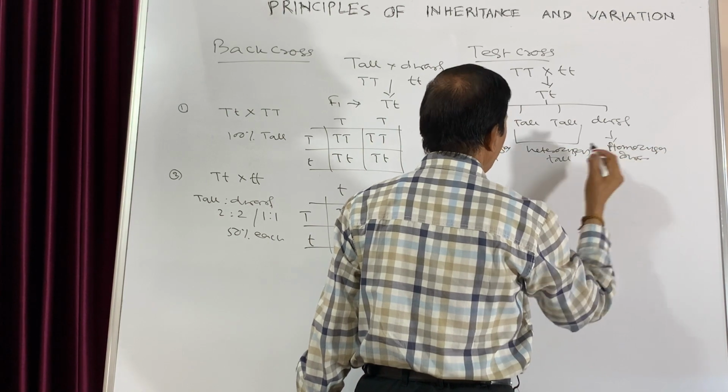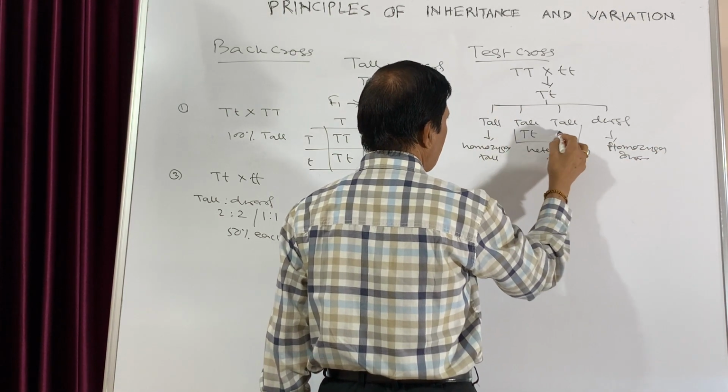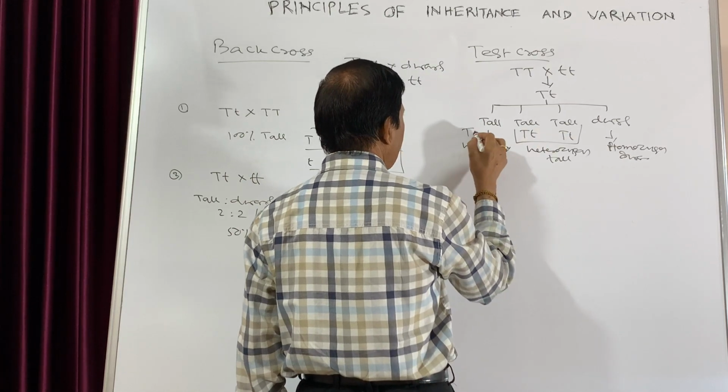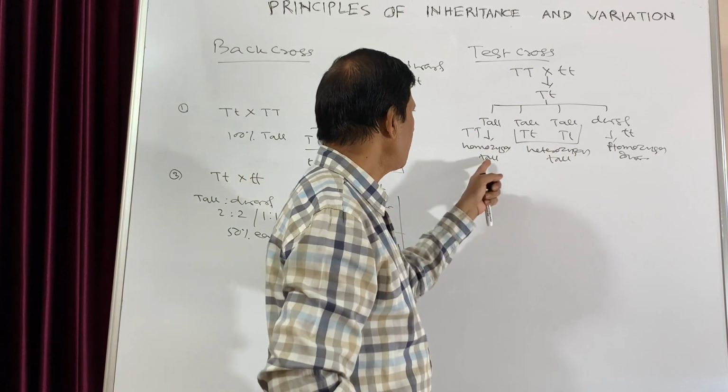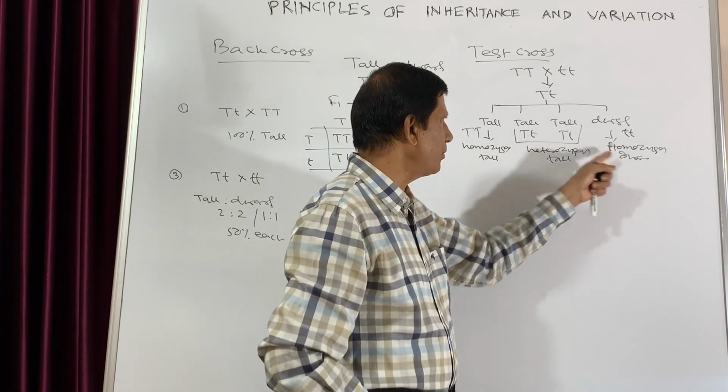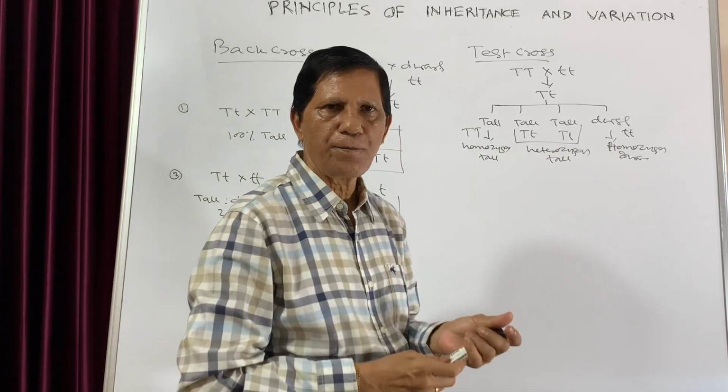Homozygous dwarf. Because these two will be capital T, small t, capital T, small t. This will be capital T, capital T, this will be small t, small t. So these two are homozygous, this is homozygous tall, this is homozygous dwarf, while these are heterozygous.